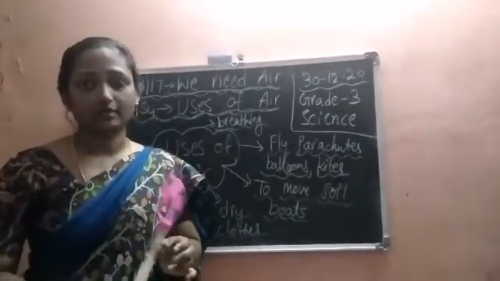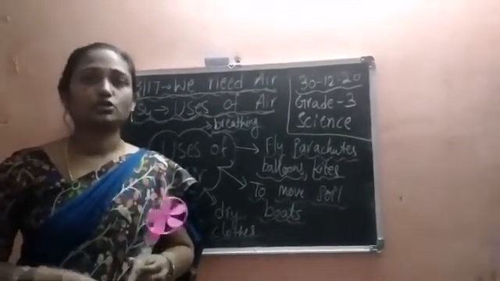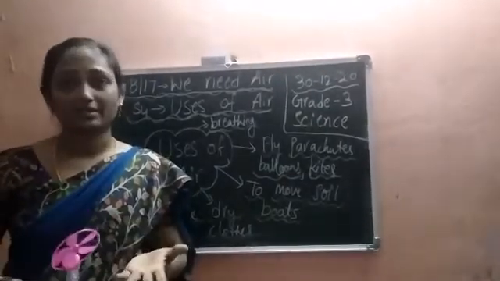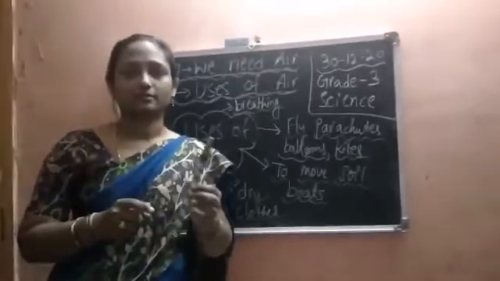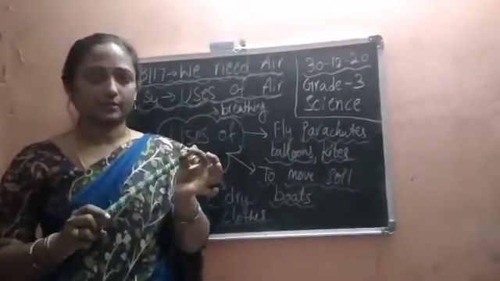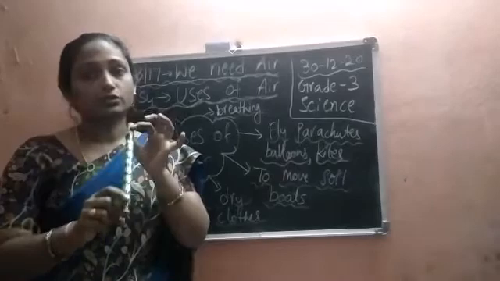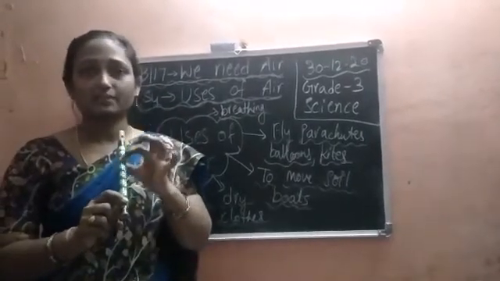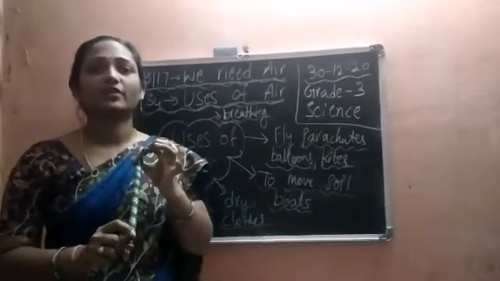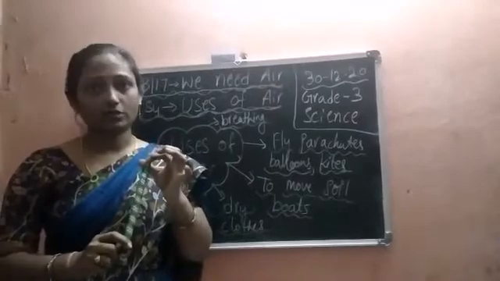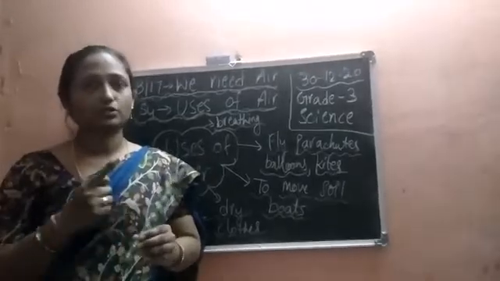And what are the other uses of air? Air also helps us to make sound. So how does it help us to make sound? So this is a flute. It will have holes. When you blow it, air passes through these holes and it produces different types of sounds. So air also helps us to produce sound.